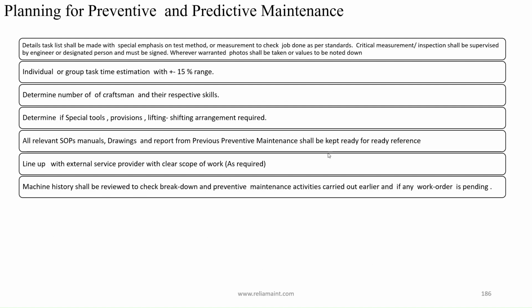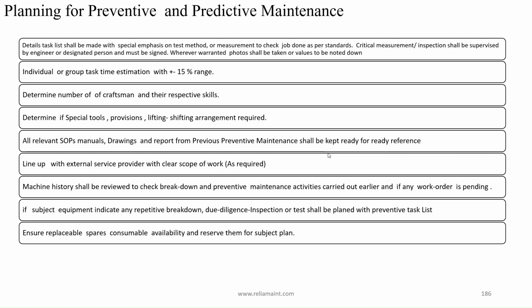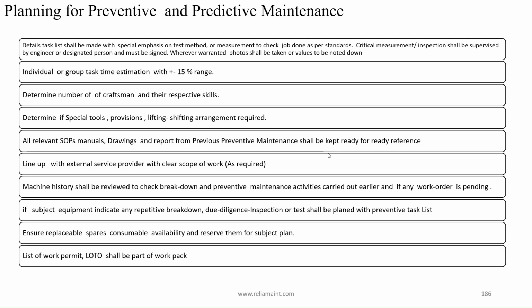Machine history shall be reviewed to check breakdown and preventive maintenance activities carried out earlier and whether any work order is pending. If the subject equipment indicates any repetitive breakdown, due diligence inspection or test shall be planned with the preventive task list. Ensure replaceable spares and consumable availability, and reserve them for the subject plan. A list of work permits and LOTO shall be part of the work pack. For predictive maintenance, vibration pickup points shall be clearly indicated on the data capturing sheet.